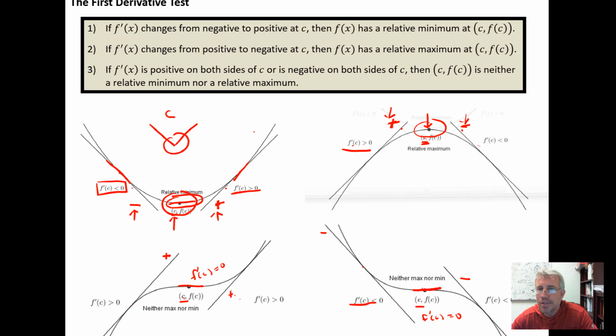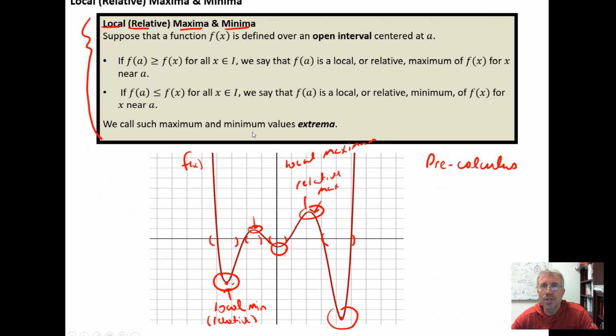So that's the first derivative test. All the first derivative test is, is use the derivative as you look at a possible location of a min or max. Use the change in sign of the derivative to determine whether you have a relative minimum or maximum, which allows you to find the relative min or max without having to look at the graph of the function.